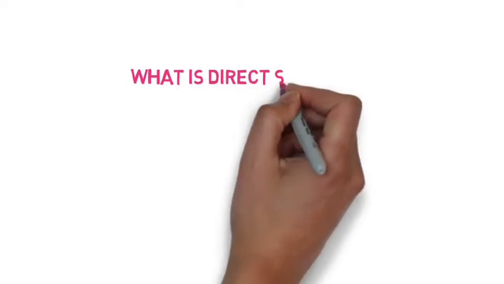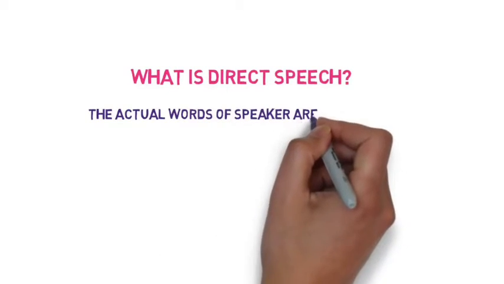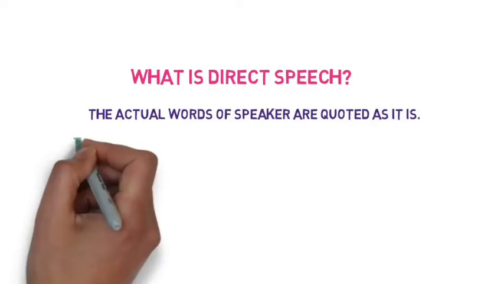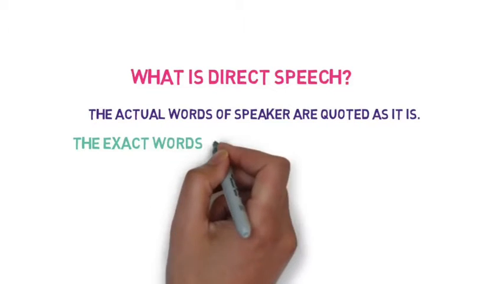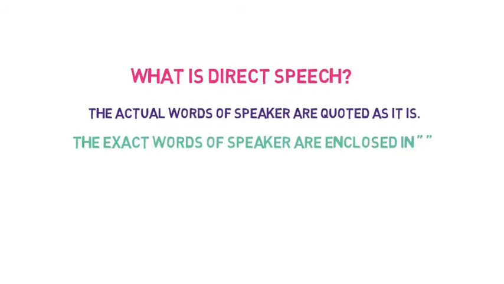So what is direct speech? The actual words of the speaker are quoted as they are, without any change. The exact words of the speaker are enclosed in inverted commas or quotation marks.